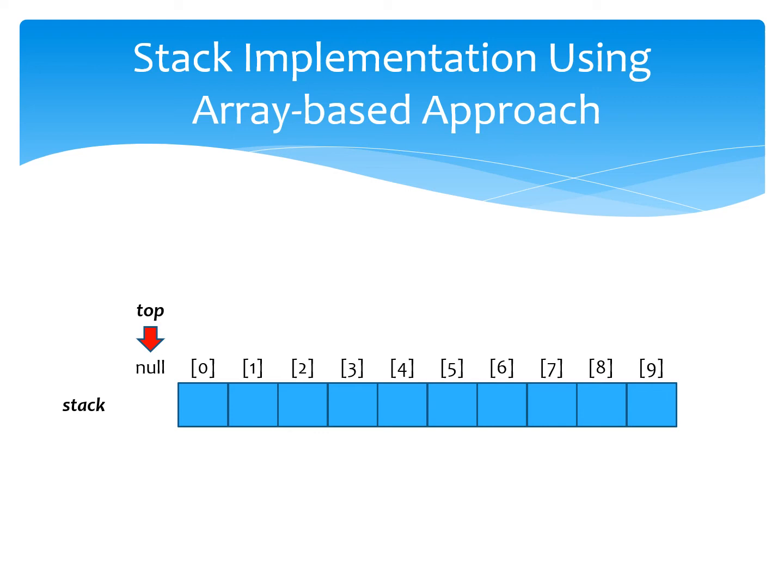We can create an array to simulate a stack by creating a variable top to hold a subscript, which points to an element representing the top of the stack. When the stack is empty, we set the variable top as null. When an object is pushed into the stack, we increase the top variable by 1 and assign the object to the element pointed to by the top variable.